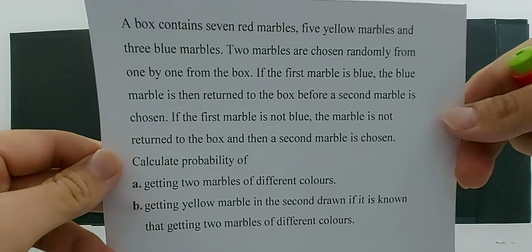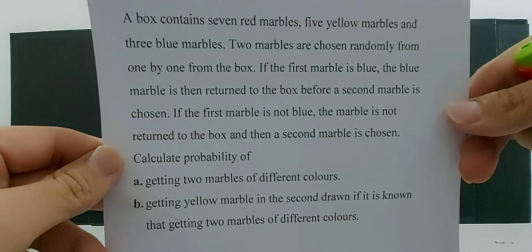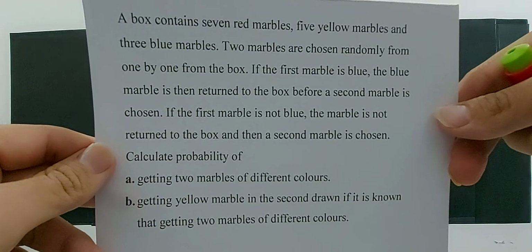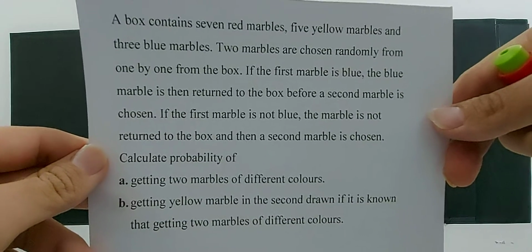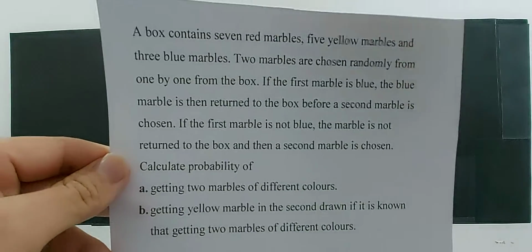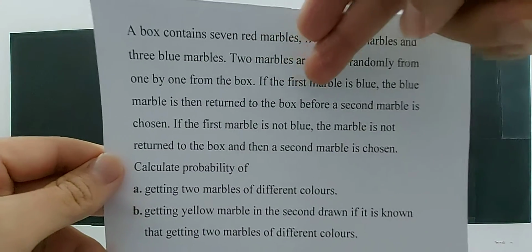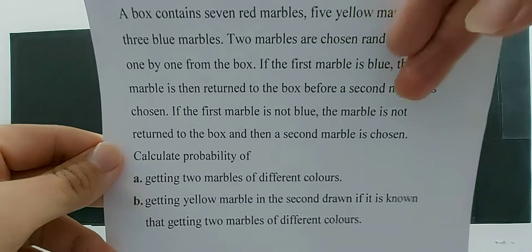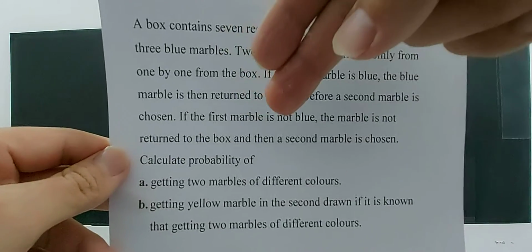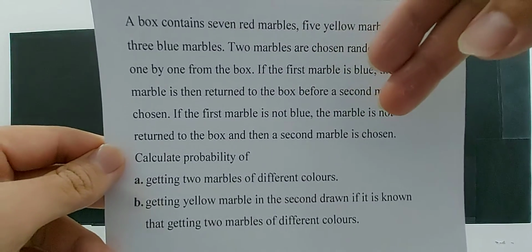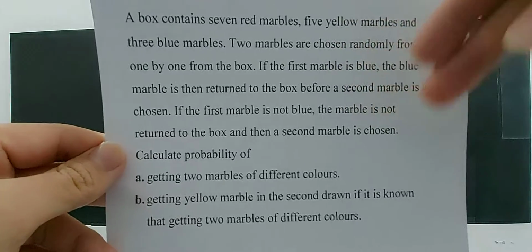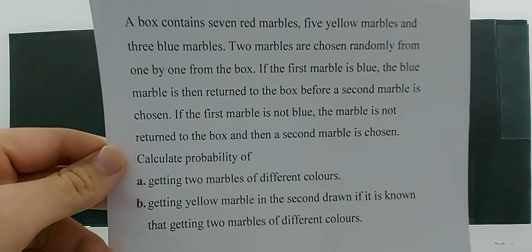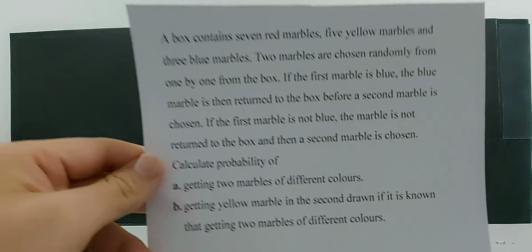A box contains 7 red marbles, 5 yellow marbles, and 3 blue marbles. 2 marbles are chosen randomly from the box, one by one. If the marble is blue, the blue marble is then returned to the box before the second marble is chosen. If the first marble is not blue, the marble is not returned to the box, and then the second marble is chosen. So it's a combination of independent event and dependent event. I'm going to tell you what is meant by that.